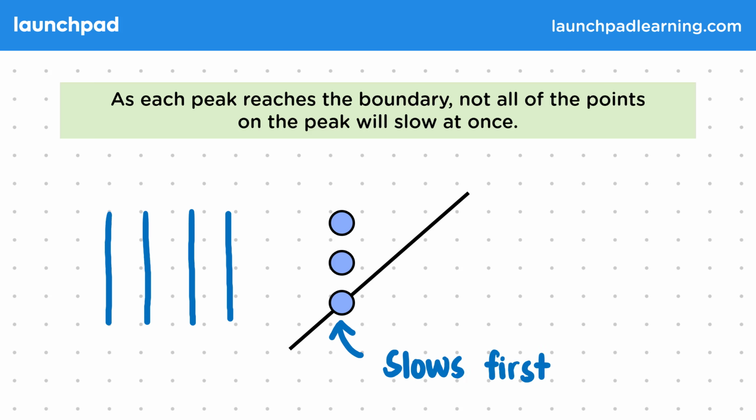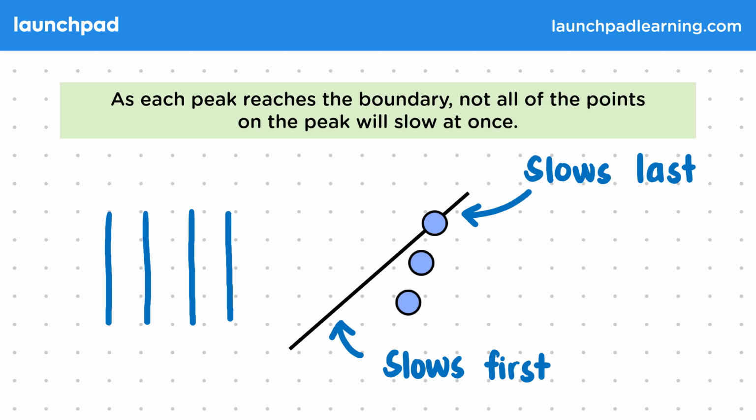Let's continue watching this motion. The top 2 points move at the same speed, but the bottom point travels more slowly and travels less distance. Now the middle point has reached the boundary, meaning it's about to slow down and match the lower speed of the bottom point. So the motion continues with only the top point moving at the original speed. It's the last point to reach the boundary, so it will be the last point to slow down.